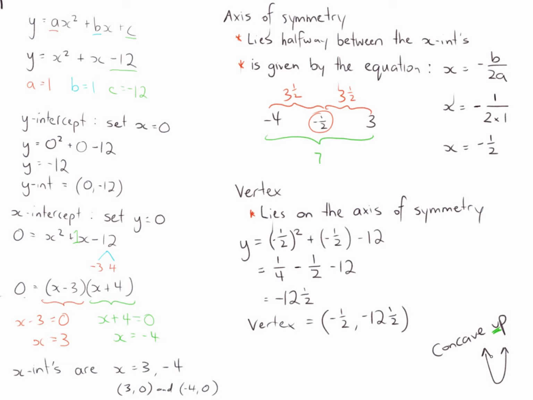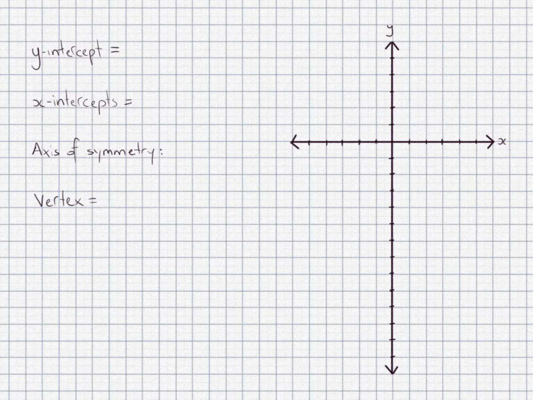Alright, we have our y-intercept, we have our x-intercepts, we have our axis of symmetry, and we have our vertex. So let's go and graph this parabola now. Our y-intercept we worked out was negative 12. So let's plot that first. We'll do that in green. So going down to negative 12: 3, 4, 5, 6, 9, 10, 11, 12. There's our y-intercept.